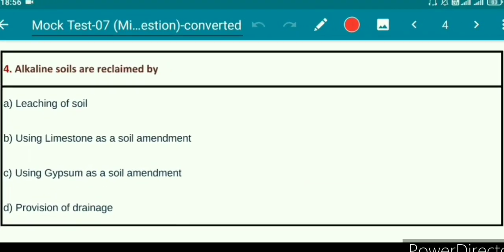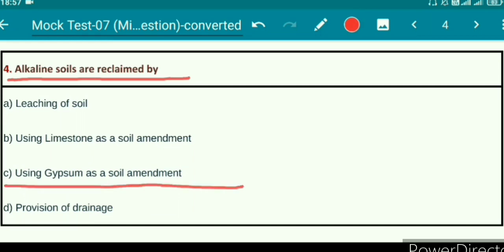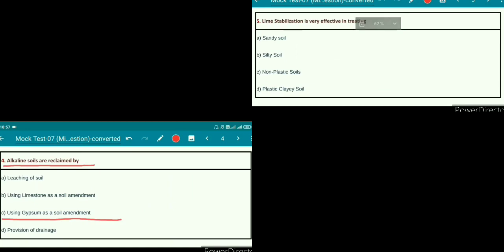Question number 4. Alkaline soils are reclaimed by option A leaching of soil, option B using limestone as a soil amendment, option C using gypsum as a soil amendment, option D provision of drainage. Right answer is option C, using gypsum as a soil amendment. So in case of alkaline soil, it will be reclaimed by using gypsum as a soil amendment. You can also write this down in your notebook.